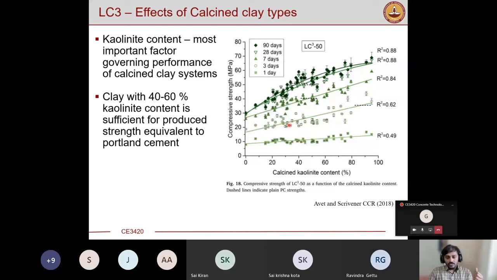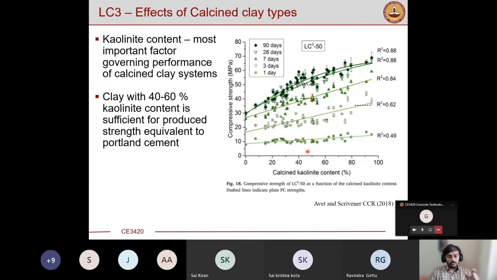So when you look at the strength development, you can see that the strength is directly proportional to the purity of clay, right? When you have higher kaolinite content, you get better strength, which is quite obvious. Additionally, the authors have tried to mark with black lines the strength of ordinary Portland cement when you don't have any clay. So interestingly, what you need to see is by 7 days, if you have just 40% purity in your clay, it can have similar strength to your OPC.